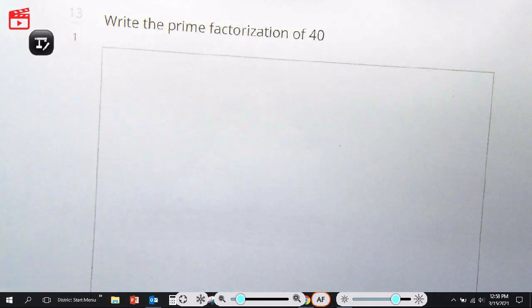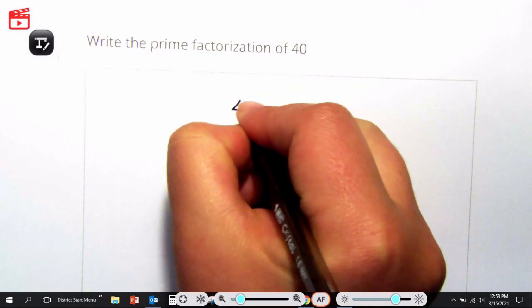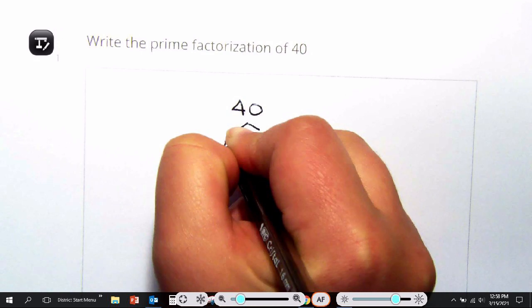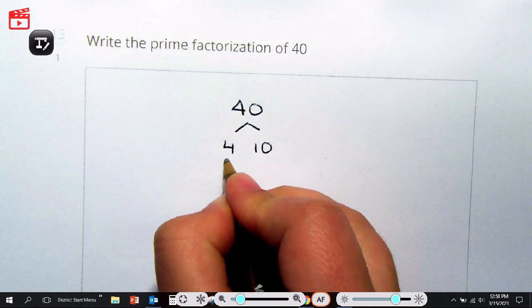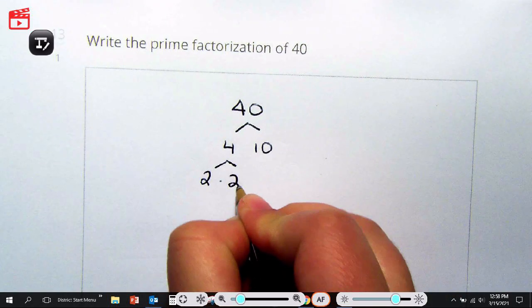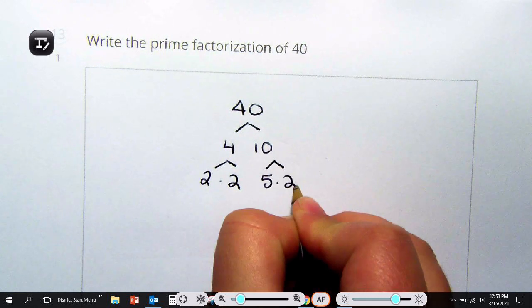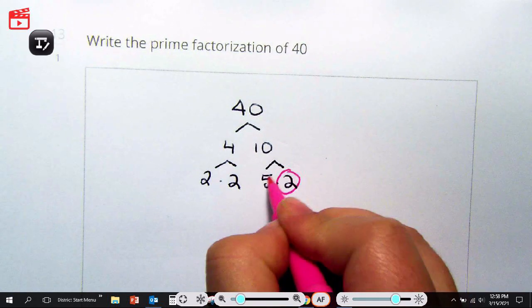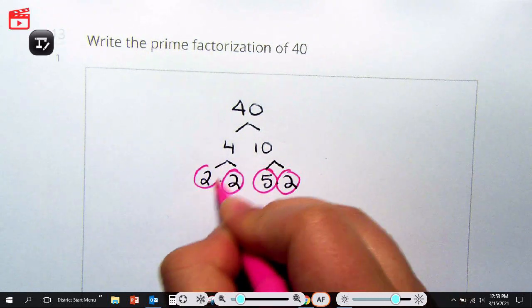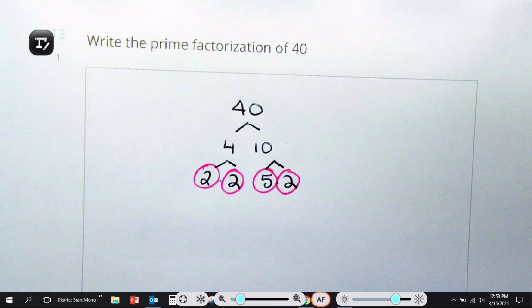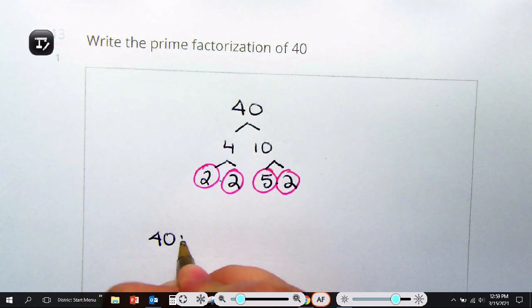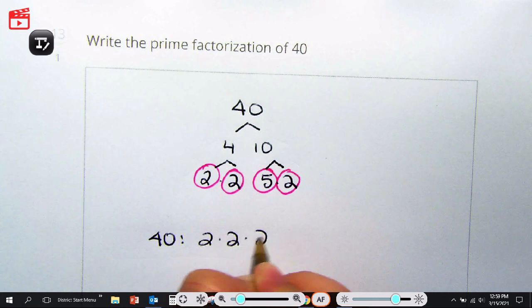Let's move on to question number 13. Now we want prime factorization of 40. Again, two numbers multiplied to get me 40. 4 and 10. 2 times 2 is 4. 5 times 2 is 10. Looking at my prime number chart, I have 2 being prime, I have 5 being prime. Therefore, my prime factors of 40 are 2 times 2 times 2 times 5.